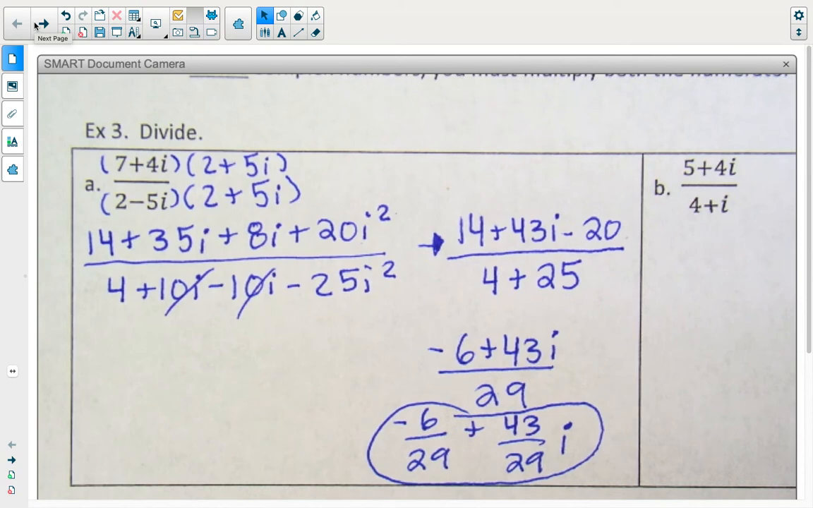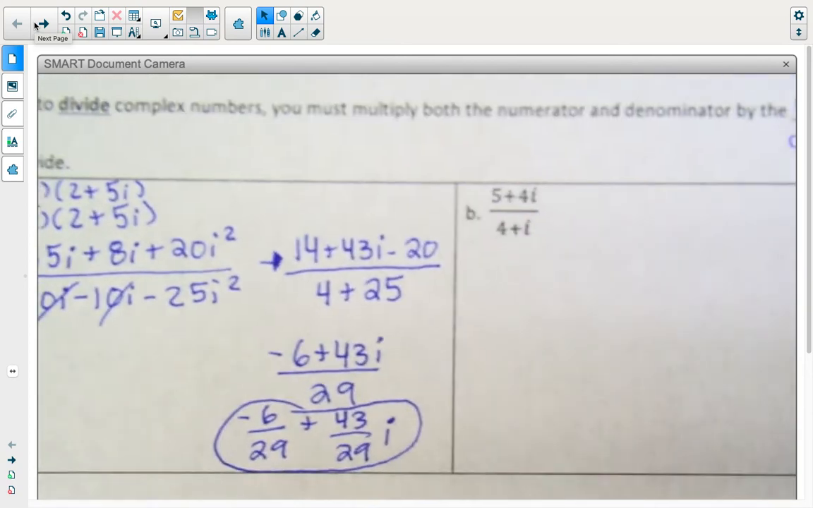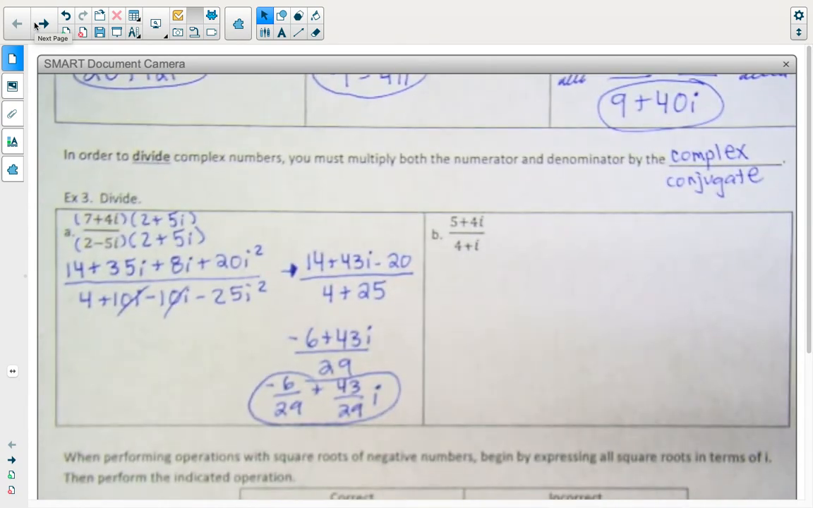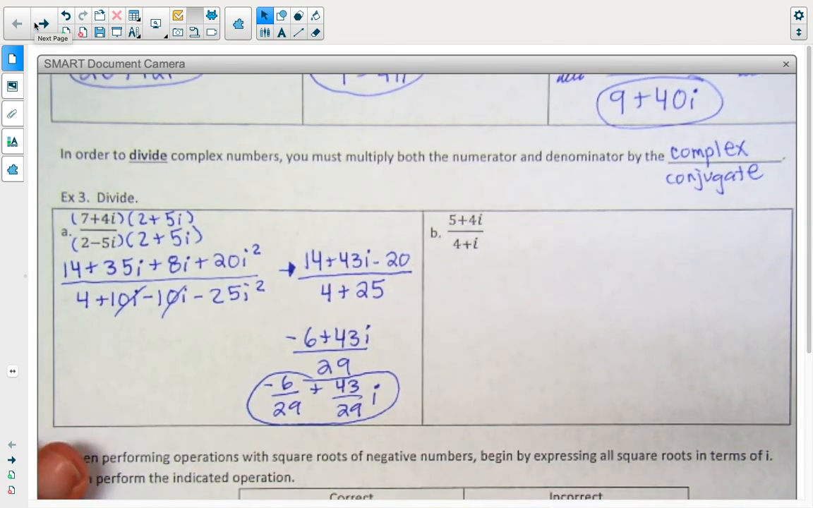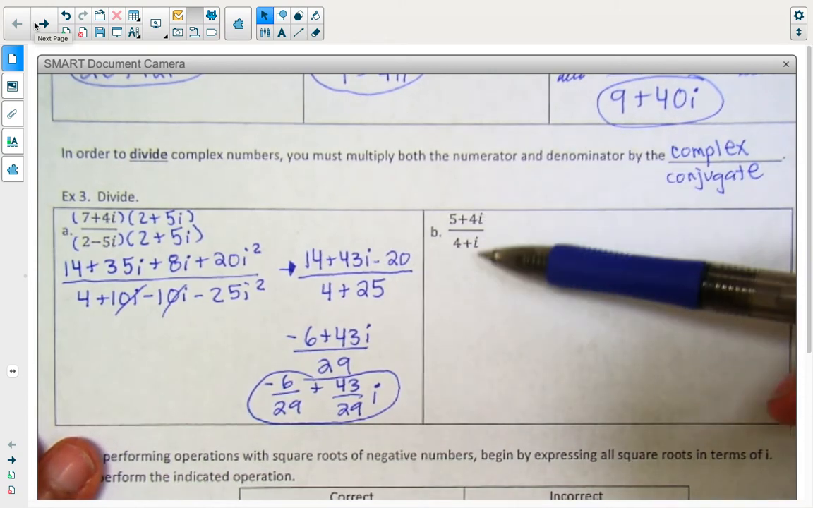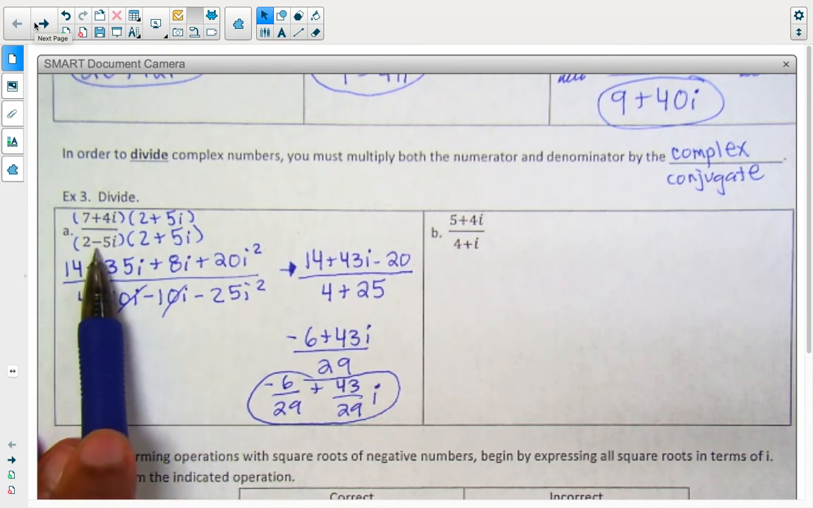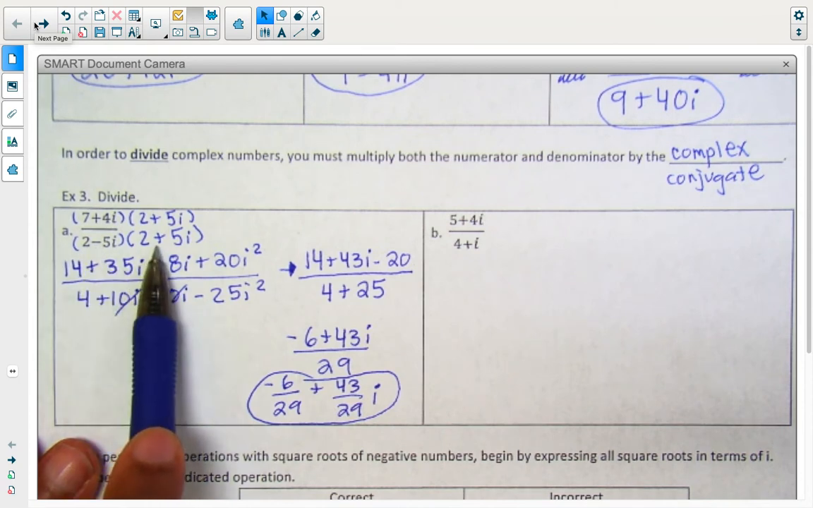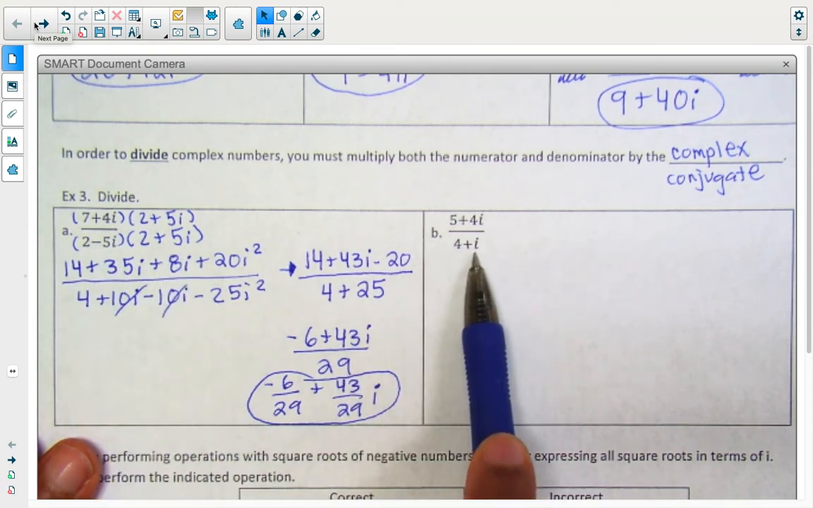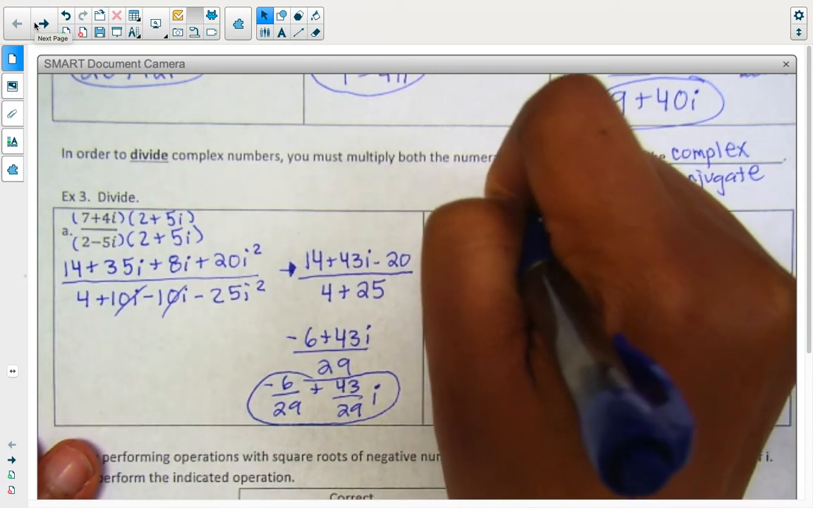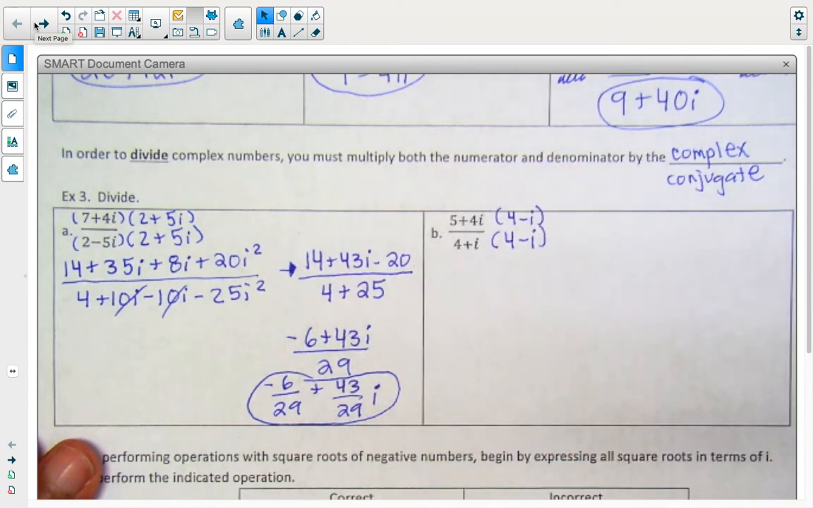All right, moving on. Let's do another one so we can see that we're going to go through the same process. Let me see if I can fit both of them here for us to follow. All right, so I'm going to go through the same process, and I'm going to divide problem B. So we're going to multiply both the top and bottom by the complex conjugate. This was 2 minus 5i, so we did plus. This is 4 plus i, so we're going to multiply the top and bottom by 4 minus i.